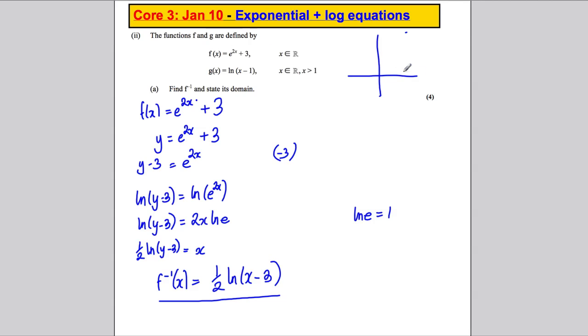And if you think what that graph looks like, e to the x looks like that, e to the 2x will look like this, and e to the 2x plus 3 will look like that but moved up by 3 there, and asymptoting at y is equal to 3. So the range of this graph is y is bigger than or equal to 3, so the domain of the inverse is x is bigger than or equal to 3. And you're done.